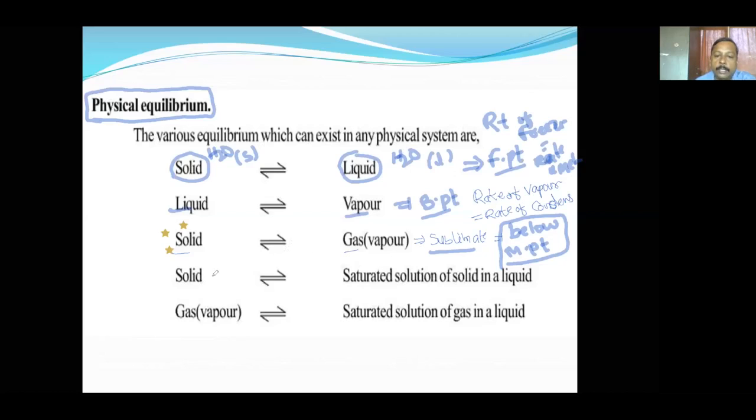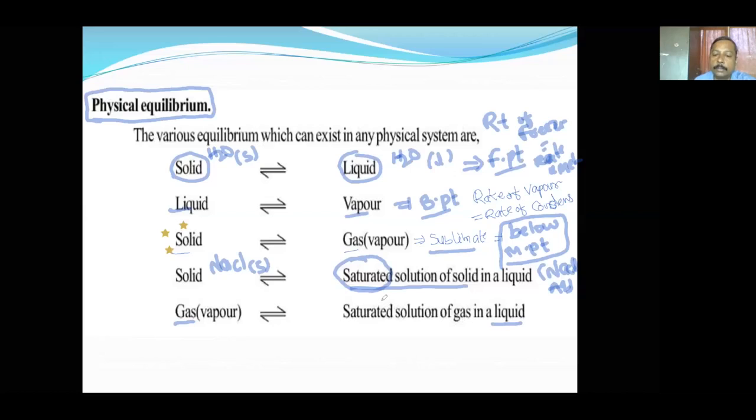Now here, solid and saturated solution. Let us take an example. This requires an example: NaCl solid. Here also it will be NaCl, but it will be aqueous here. The chemical formula of the solution and solute are the same. So that time you keep on adding, and where will it take place? Saturated solution. Like I told you, this will take place at freezing point, this will take place at boiling point, and this will take place in the saturated solution. Where will it take place? Saturated solution.